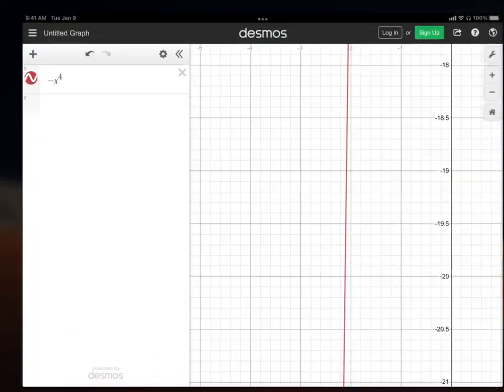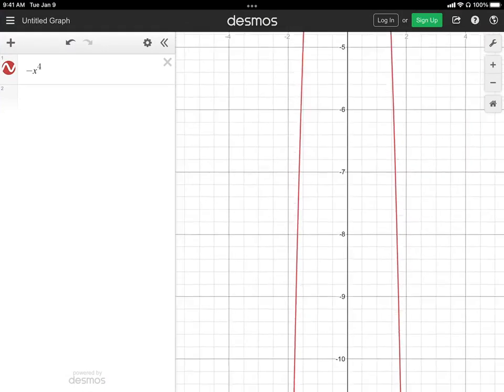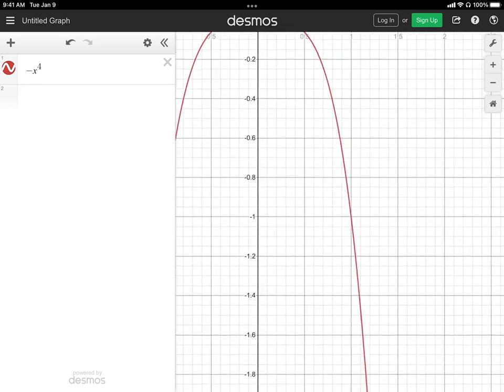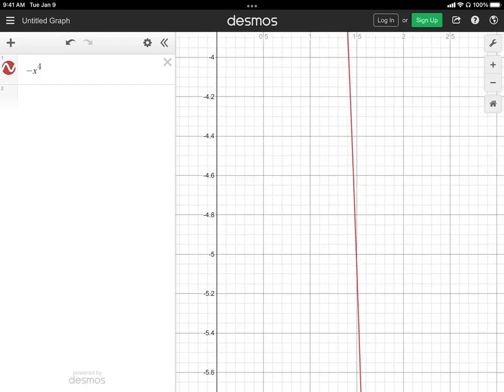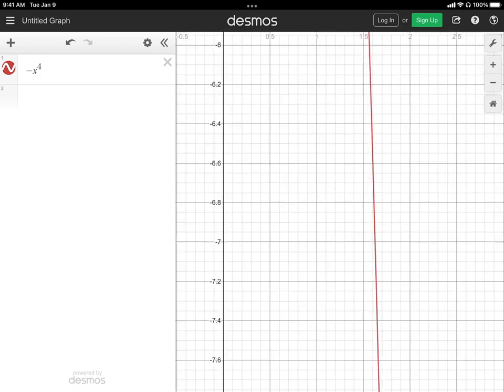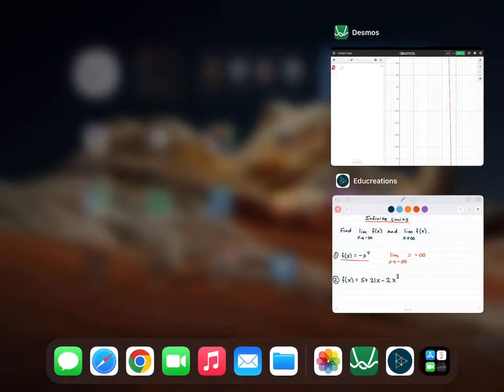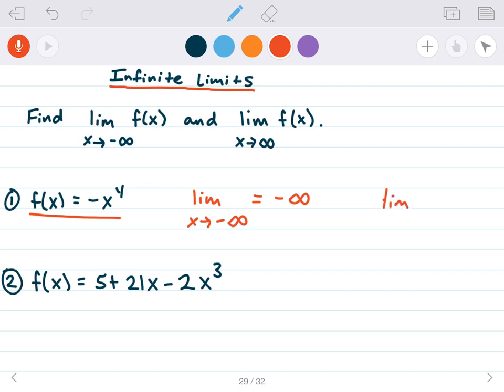All right. What about as x goes to positive infinity? Scroll back up. So as x gets larger and larger and larger, y gets smaller and smaller and smaller. So y is also going to negative infinity here. So the limit as x goes to positive infinity is also negative infinity in both cases.